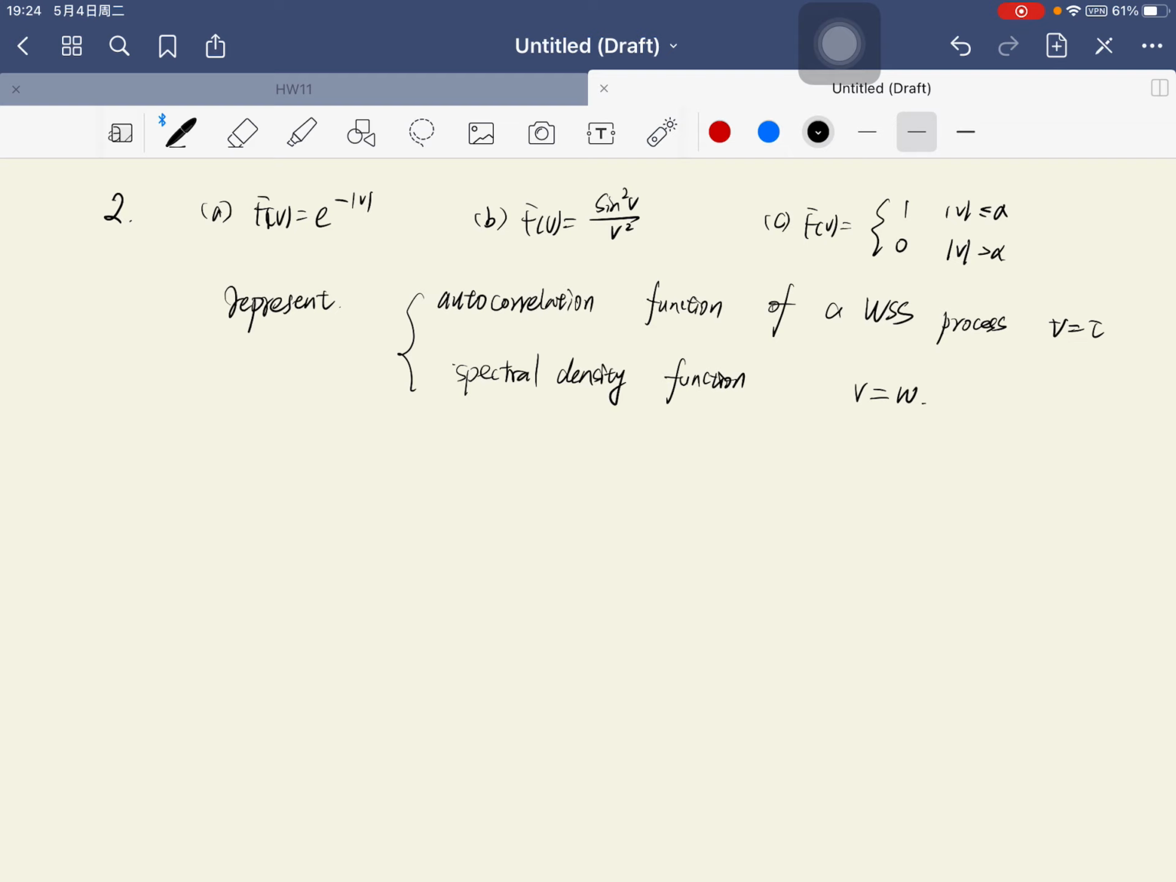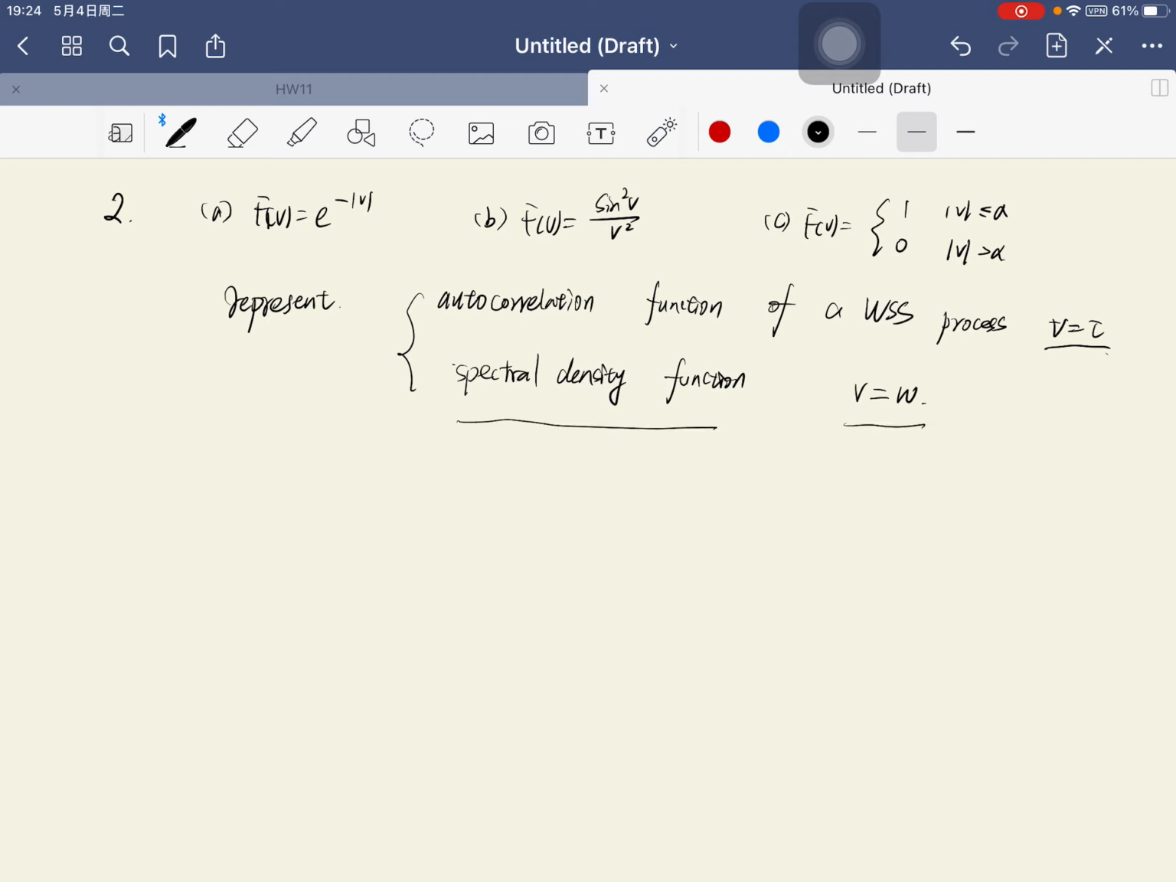Hello everyone, my name is Han Shengxiang, and this is question 2 of homework 11 in the probability and stochastic process course. In this question, there are three functions F(V), and we want to prove whether it could represent the autocorrelation function of a wide-sense stationary stochastic process when V equals tau, and whether it could represent the spectral density function when V equals omega.